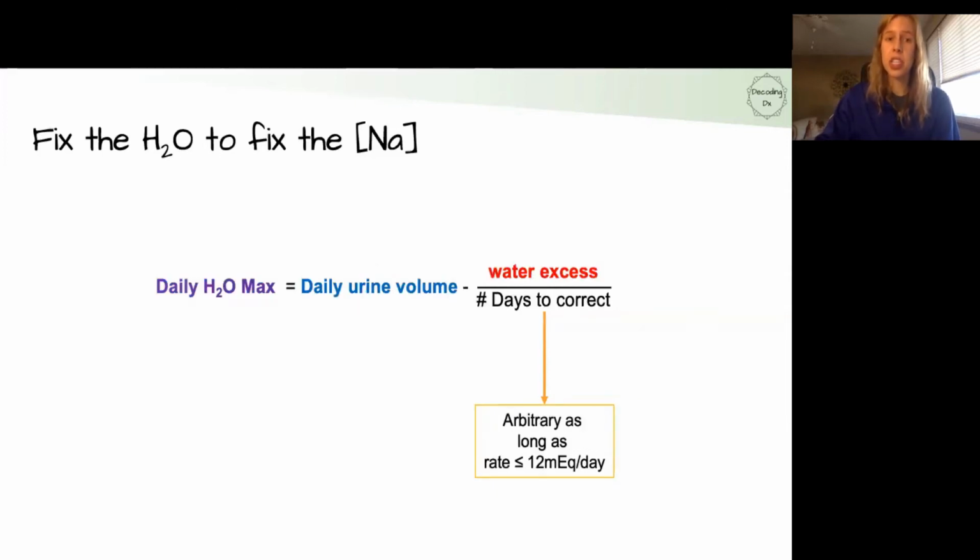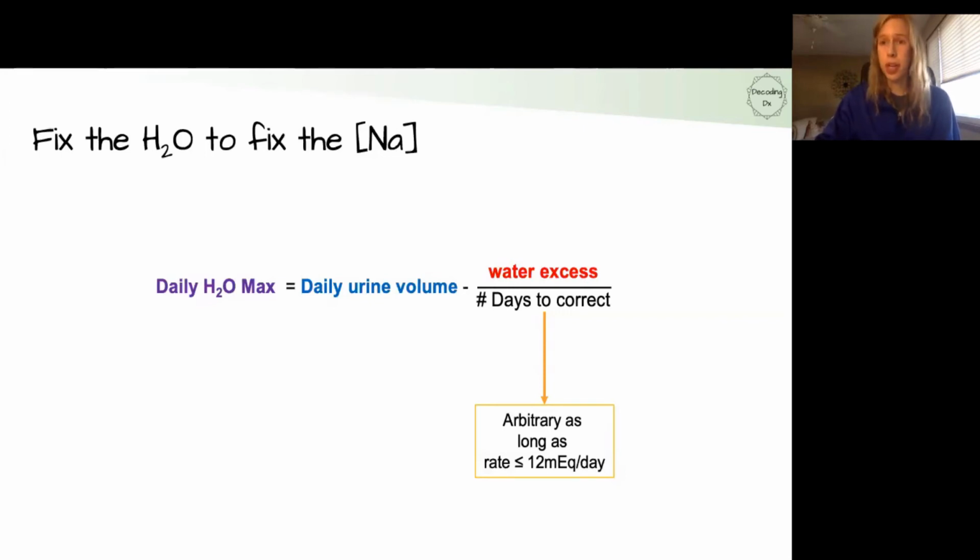And then the last equation is the daily water maximum. So this is the maximum amount of water that your patient can take in given the other equations that we have figured out. So this is going to be their daily urine volume that we already calculated minus their water excess that we already calculated, over the number of days that you want to correct the sodium.